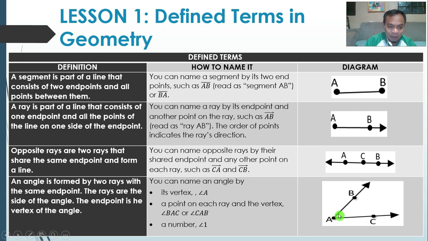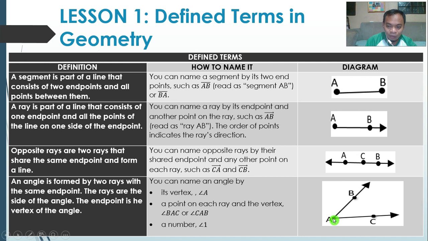Diba? Same endpoint. But the difference between this one and this one, diba, ito si dalawang ray din po si opposite rays pero straight po siya, diba? Ito si angle, dalawang ray pero inclined po yung isa. So we have here our endpoint, diba?